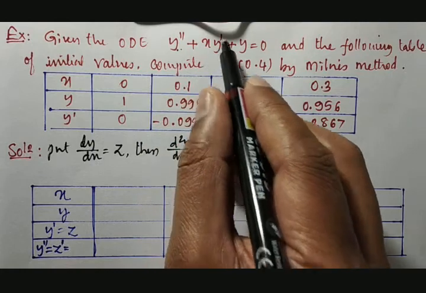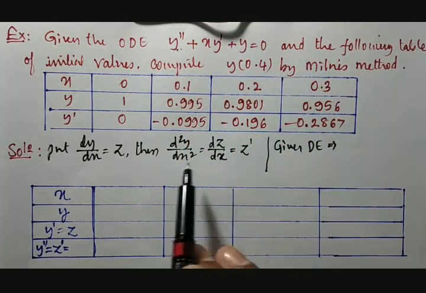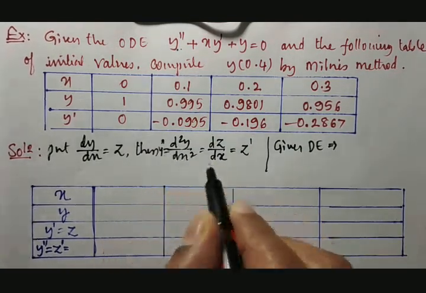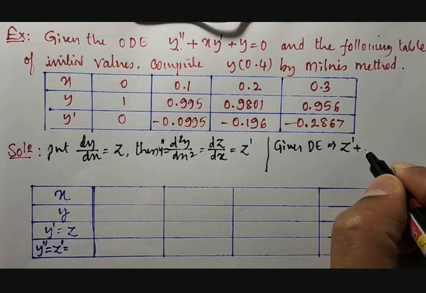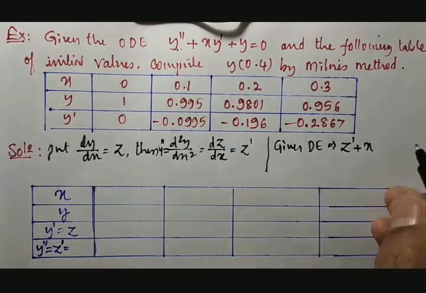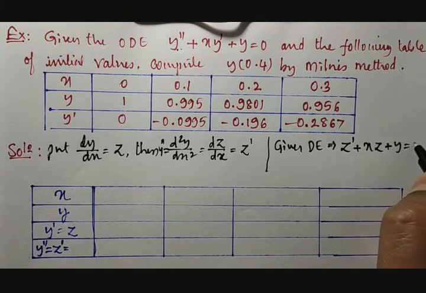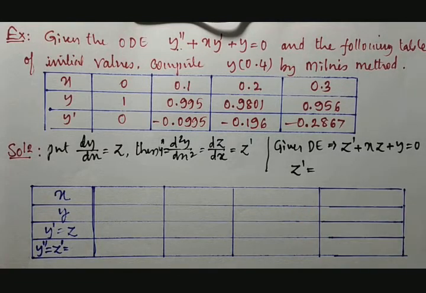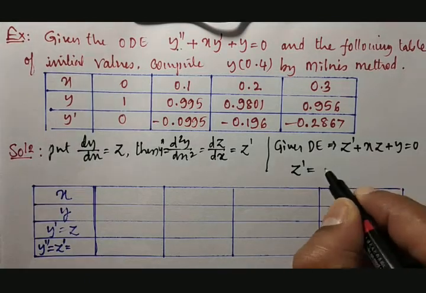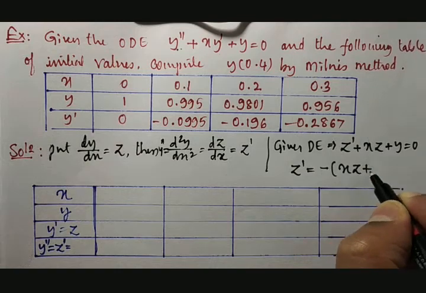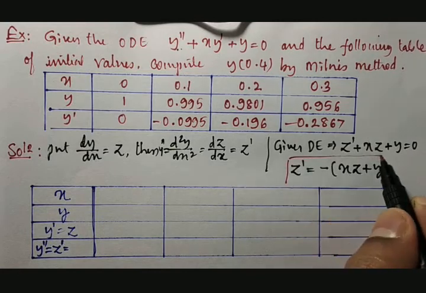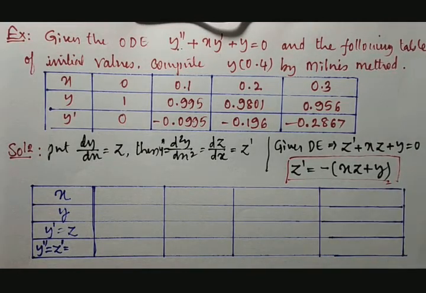Then the given differential equation is y double dash plus x y dash plus y is equal to 0. But what is y double dash? That is equal to z dash. So it is z dash plus x into y dash, and y dash is nothing but z, plus y is equal to 0. Therefore z dash is equal to, if you take it to the other end, it will be minus, taking x z plus y common. So z dash is minus of x z plus y. This is the z dash result, which is very much required to obtain the solution.